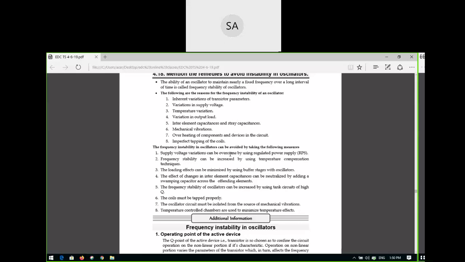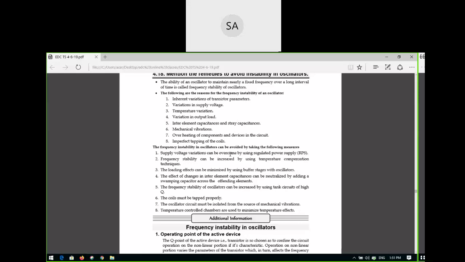Another remedy is that frequency stability of the oscillation can be increased by using tank circuits of high Q. Q means quality factor. In any oscillator circuit you use a tank circuit or tuned circuit, and the tuned circuit should have a high quality factor. If you use a high quality factor, frequency stability will be achieved and fluctuations will be eliminated. The coils must also be tapped properly.